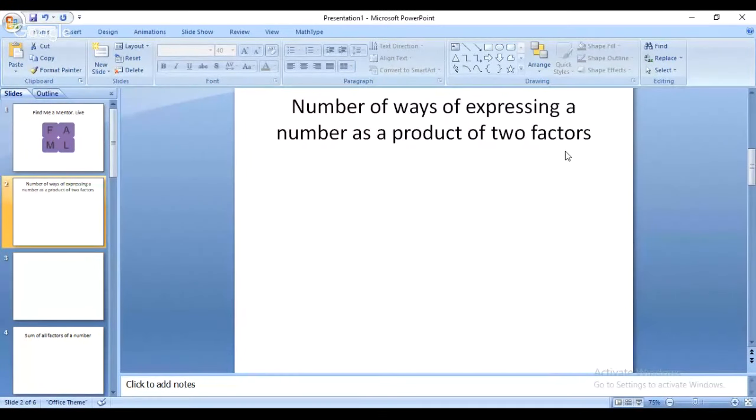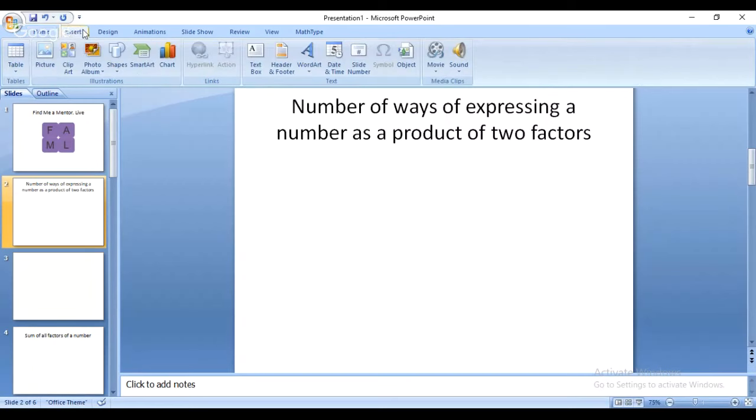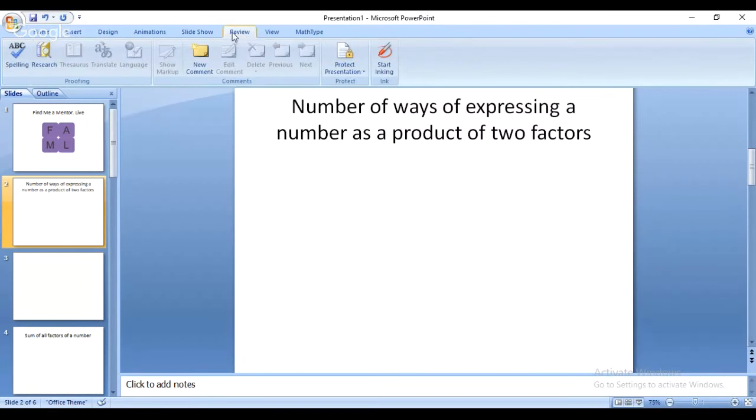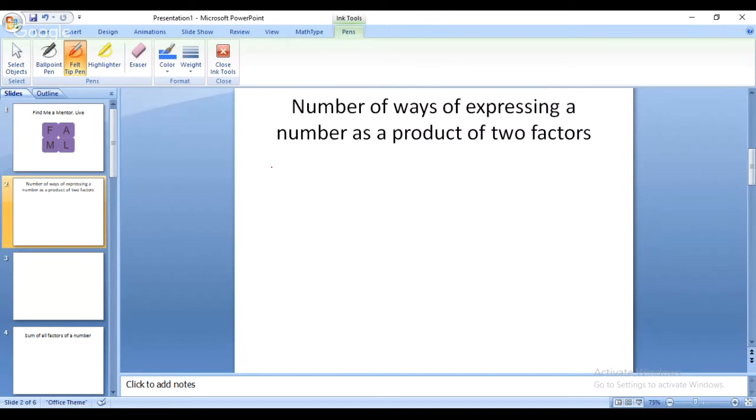So, the number of ways of expressing a number as a product of two numbers. How can we derive that? As seen earlier in my first video, if you haven't seen that, please pause this video and go to that video and then come back to this one. You will get a basic idea of what we are talking about here.